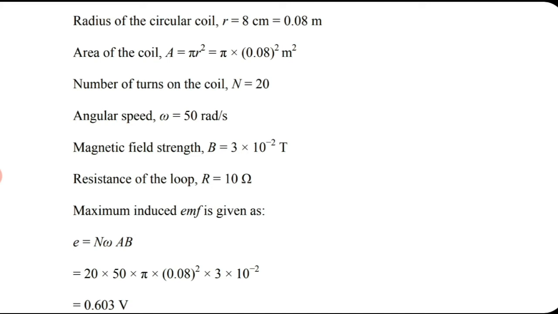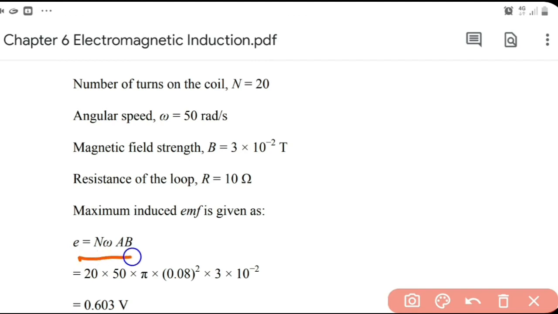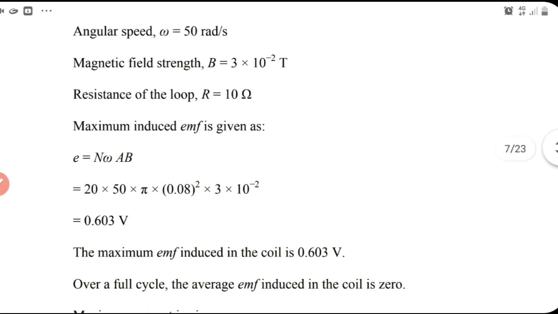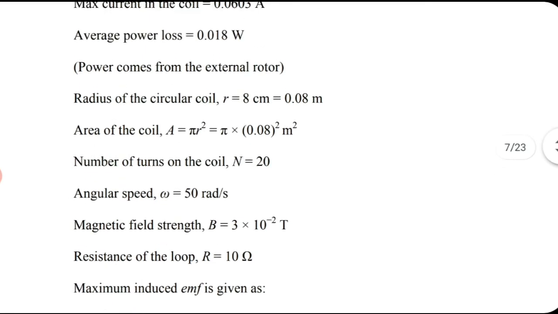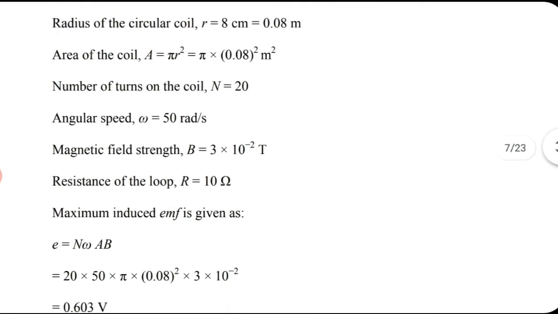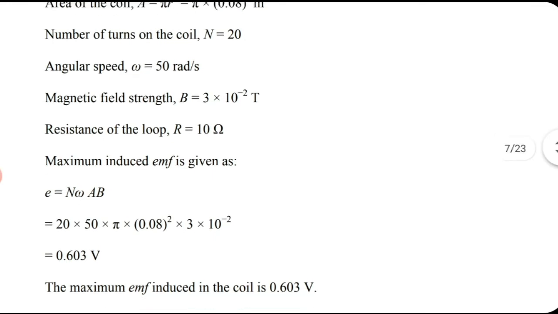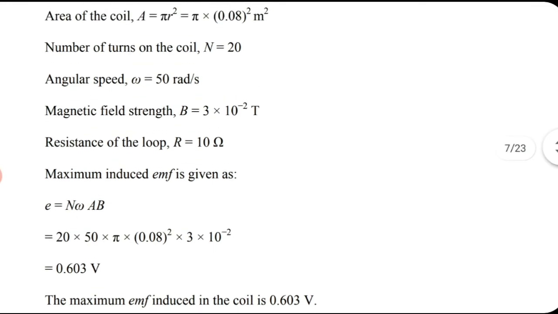Therefore, the expression for the induced EMF, we know, is N omega AB, or NBA omega, as we have discussed. Substituting in that expression, we get the maximum EMF to be 0.603 volt. That is the maximum EMF. Dividing it by the resistance, we will get the maximum current. That maximum current will be 0.603 divided by the resistance, which is 10, so 0.0603 ampere will be the current.